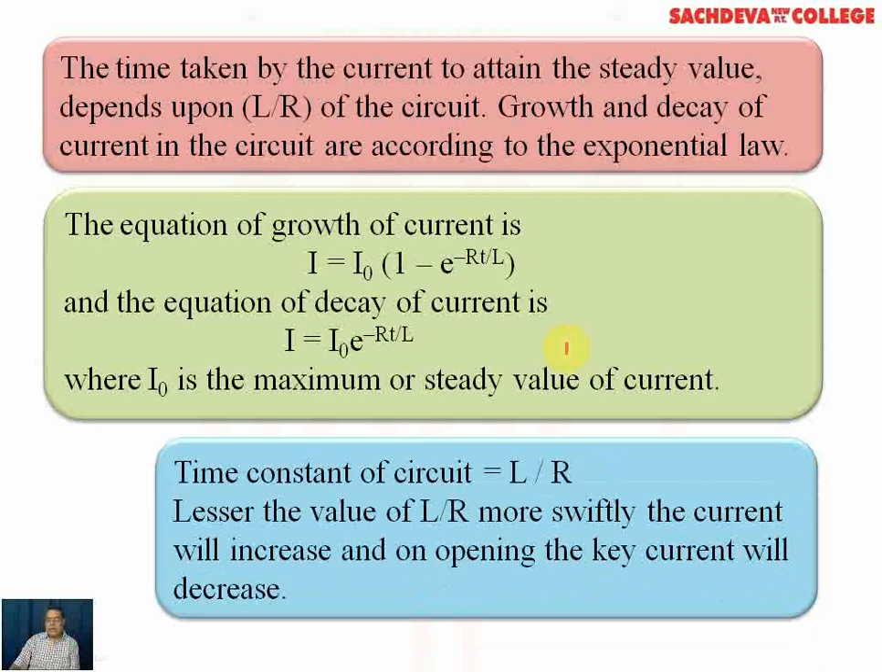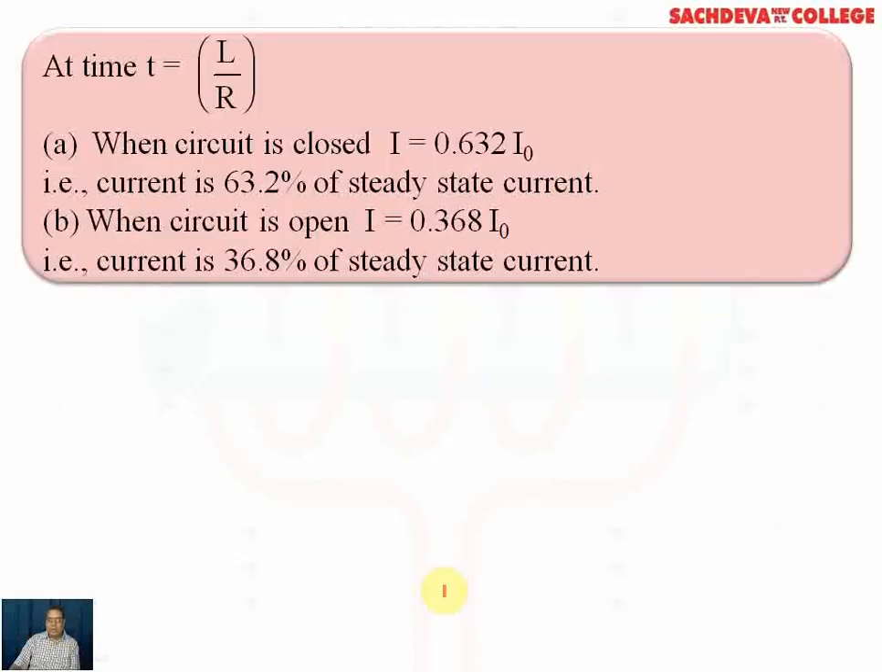The lesser the value of L over R, the more swiftly the current will increase. Gradually, the current will increase. And on opening the key, the current will again decrease, but it will take some time. That time is calculated by a function called the time constant, that is L over R. You will further remember that L will be indicated in Henry or Weber per ampere and R will be taken in ohms.